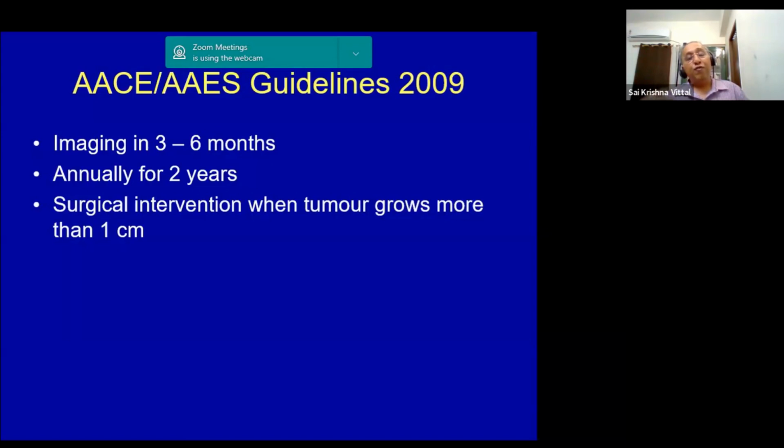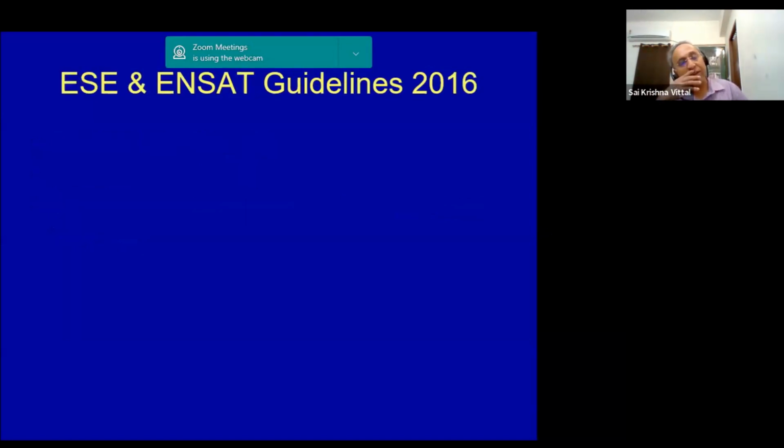What do they suggest? If you're going to follow up, you do a repeat imaging in 3 to 6 months and annually for 2 years. You will do surgical intervention when the tumor grows more than 1 centimeter. Next, you have the European Society of Endocrinology and the European Network for the Study of Adrenal Tumors guidelines, which were once again postulated in 2016, and they gave some robust guidelines based on an extensive review of evidence-based literature.